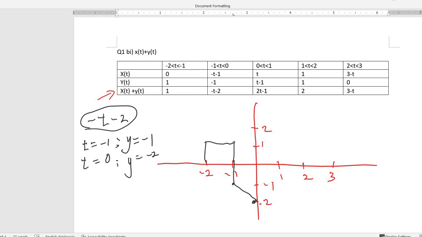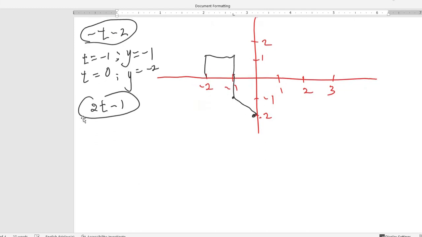Then from 0 to 1, you get 2t minus 1. Okay, you don't know also, 2t minus 1. When t equal to 0, get y equal to negative 1. And when t equal to 1, you get y equal to 1. So you connect the line.